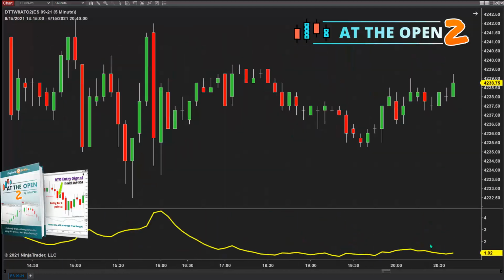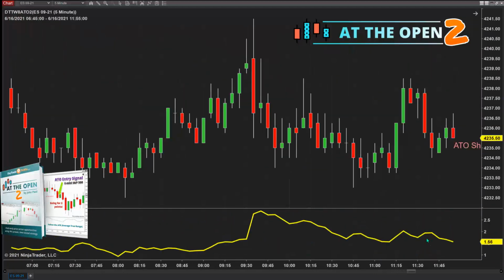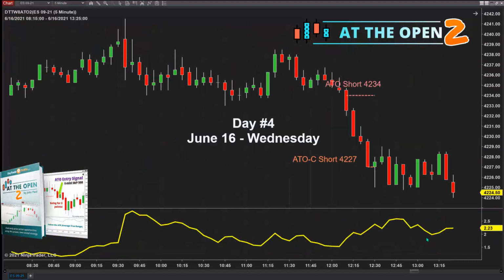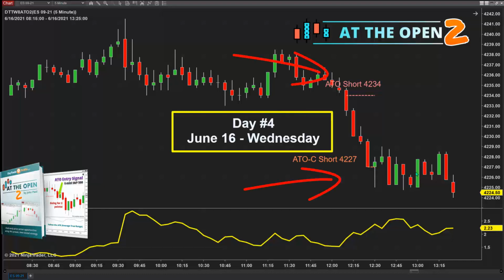On day 4, we have another signal. This time, this is a short signal, but not one, we have 2. The first signal was 42.34. The second signal was 42.27. We're using the ATR for our target. Day 4, June 16th, Wednesday, another successful day. So everyone who has the ATO2 software has the same exact signals.